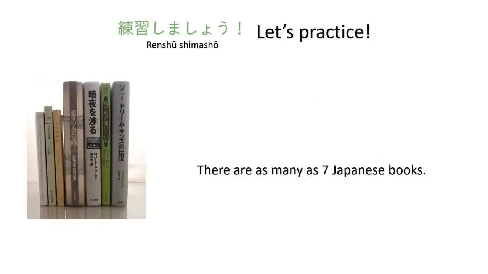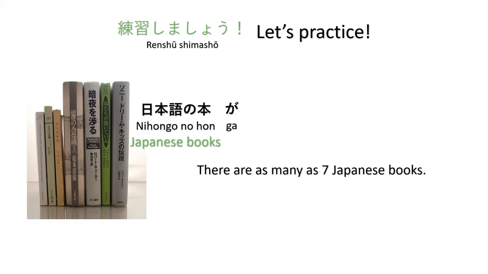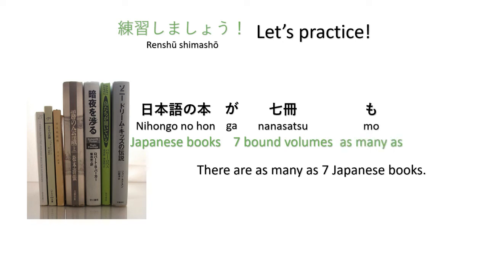There are as many as 7 Japanese books. Okay, so we have Nihongo no hon ga 7冊もあります. So here we have the counter satsu for bound volumes like books. Nihongo no hon ga 7冊もあります. There are as many as 7 Japanese books.